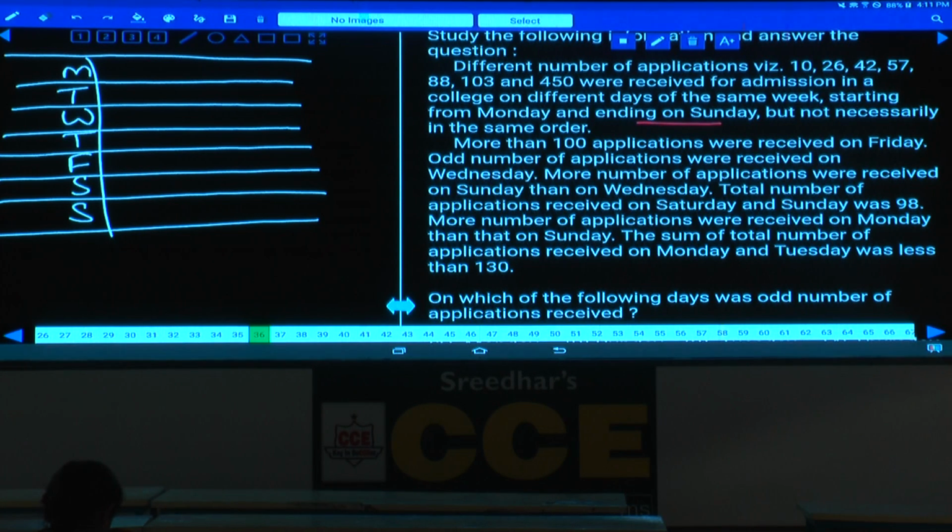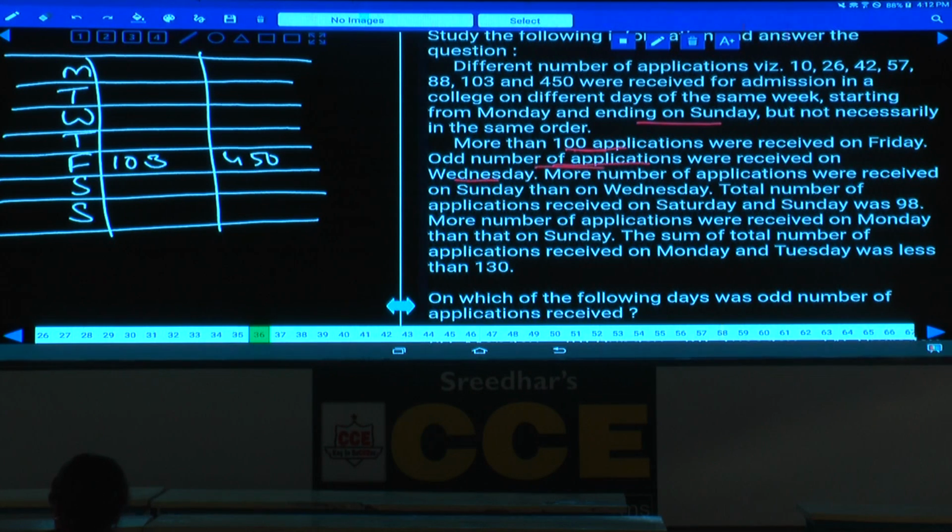More than 100 applications were received on Friday. More than 100 means, how many numbers are there more than 100? There are 2. 103 is 1 and what is the other here? 103 and 450. On Friday more than 100, hence either it could be 103 or 450. These are the 2 possibilities we have, isn't it? Either more than 100 applications were received on Friday, odd number of applications were received on Wednesday. Odd number of applications means Wednesday. Now in this one, how many odd numbers are there?